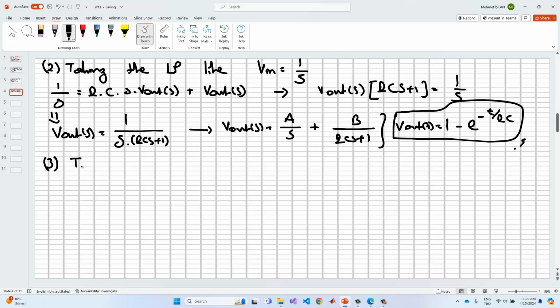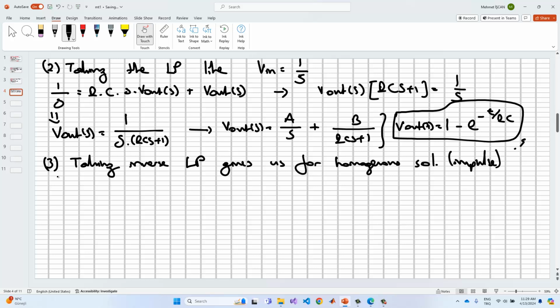And so what is the solution? Instead, taking the inverse Laplace gives us the homogeneous solution, or the impulse response of this system, which can be calculated with what? H S is equal to 1 divided by RCS plus 1. Okay? We do not apply the 1 divided by S in here. We just use the 0 value in here, and then we can take the general impulse response function to these RC circuits.